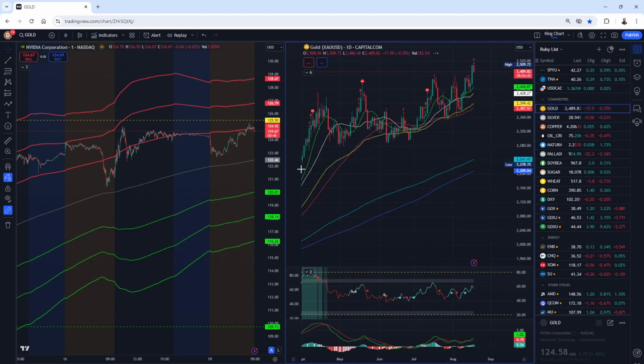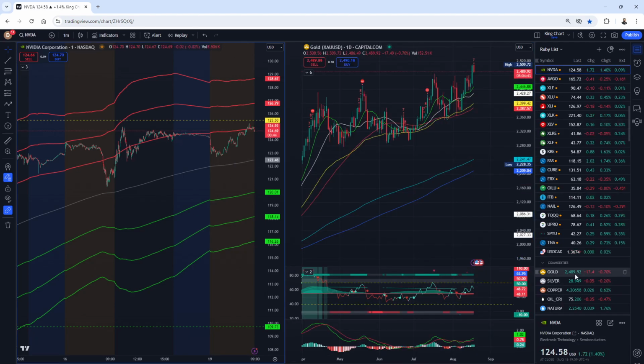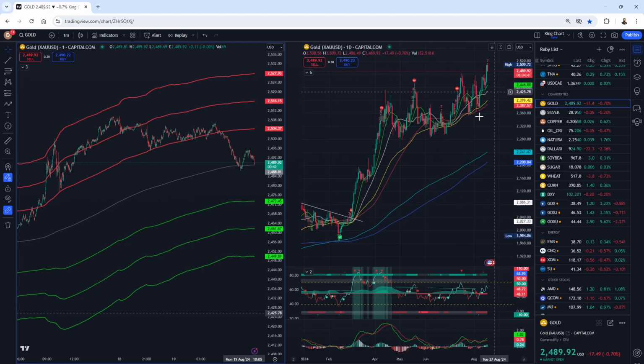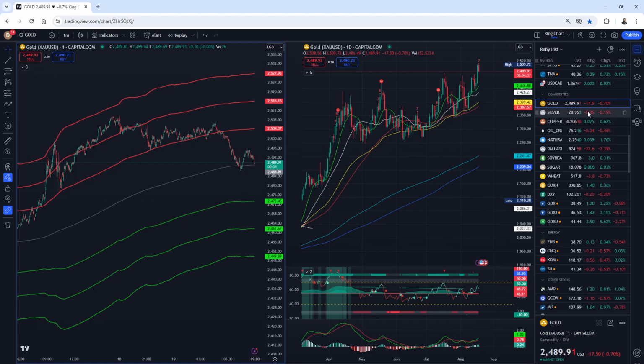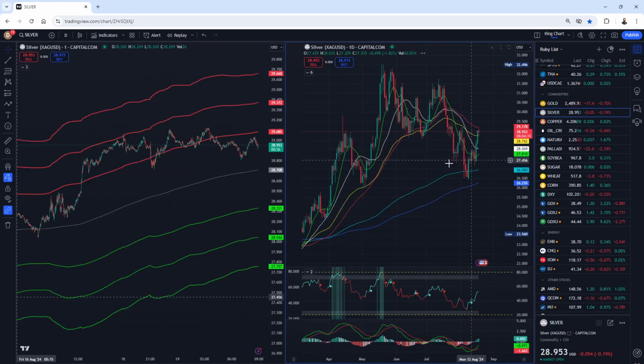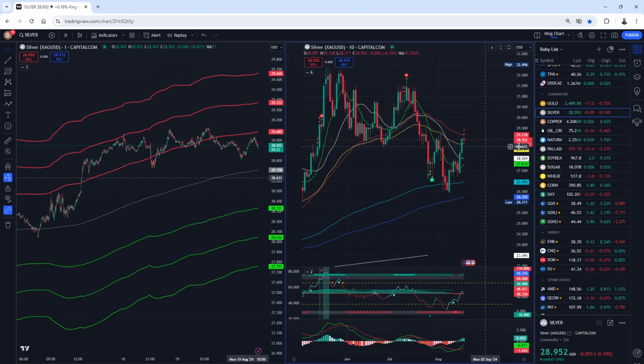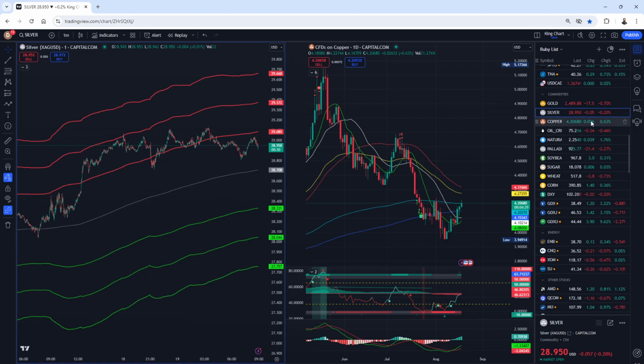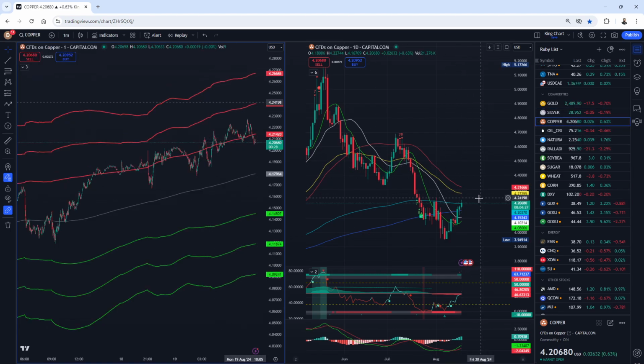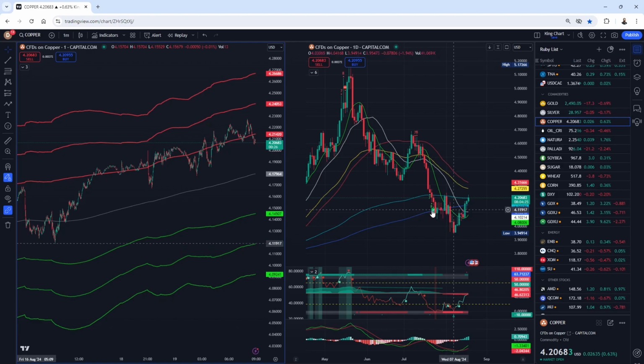Let's look at commodities real quick. Gold is at new highs, cooling down a bit. Massive move on Friday. Silver, you can see here, cooling down a bit near resistance, red line 50 moving average. Copper is also near resistance in the sell zone here in front of 200 moving average.